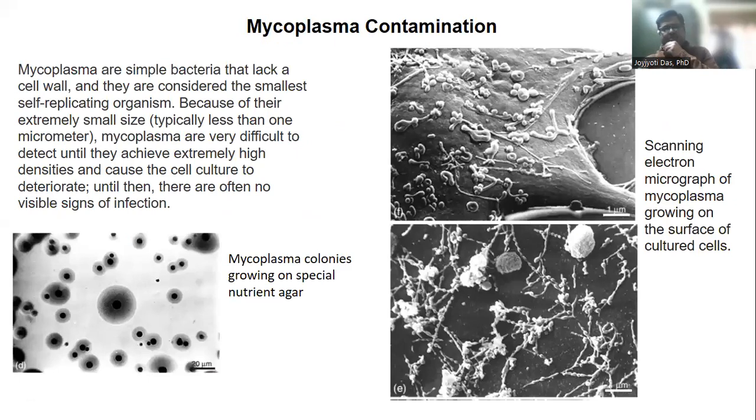Lastly, we come to mycoplasma contamination. These are simple bacteria that lack a cell wall, and they're considered the smallest self-replicating organisms. Because of their extremely small size, mycoplasma are very difficult to detect until they achieve extremely high densities and cause the cell culture to deteriorate. Until then, there are no visible signs of infection.